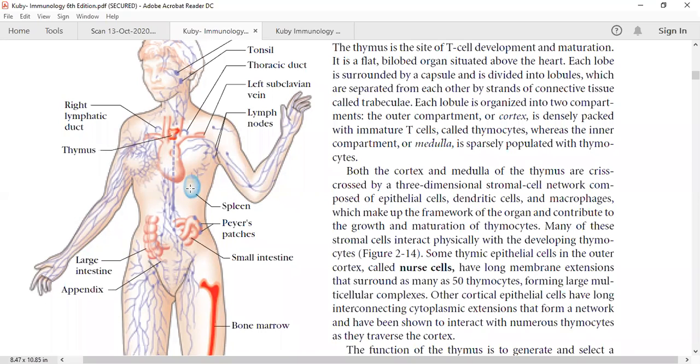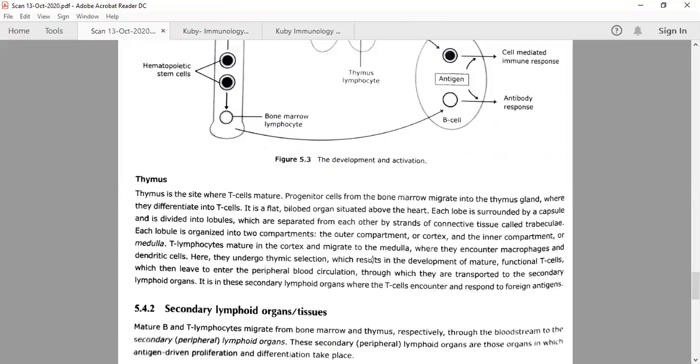So spleen is present in the abdominal cavity, in the left upper abdominal cavity, just below the heart, you can say. And this is a large secondary lymphoid organ. You can estimate the size of this organ. So this is the largest secondary lymphoid organ. All right. It is also written in your book.